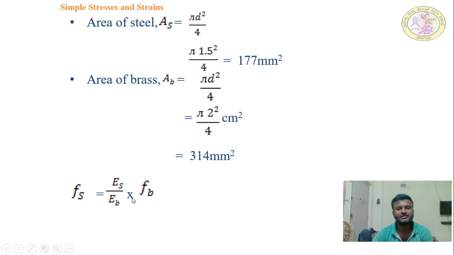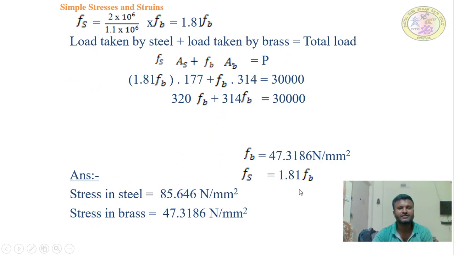Fs is equal to Es by Eb into Fb. We have the relation from earlier that Fs is equal to M into Fc. If it is concrete, here it is brass, so Fs is equal to M into Fb. M is nothing but Es by Eb. Es is given, Eb is given. Calculate that: Fs is equal to 1.81 Fb.